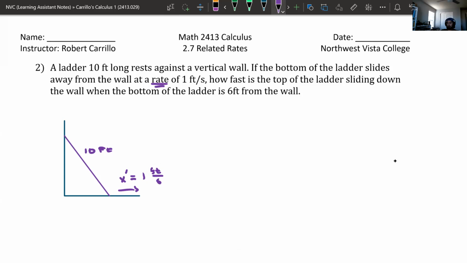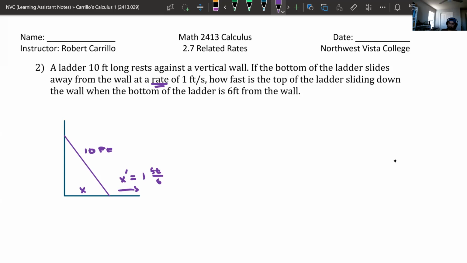Meaning the distance from the base of the ladder to the wall, I'm going to represent as a distance of x. And since this distance is changing, I'm not going to plug anything into my diagram for x. I'm just going to leave it as an unknown. It then asks, how fast is the top of the ladder sliding down the wall when the bottom of the ladder is 6 feet from the wall?